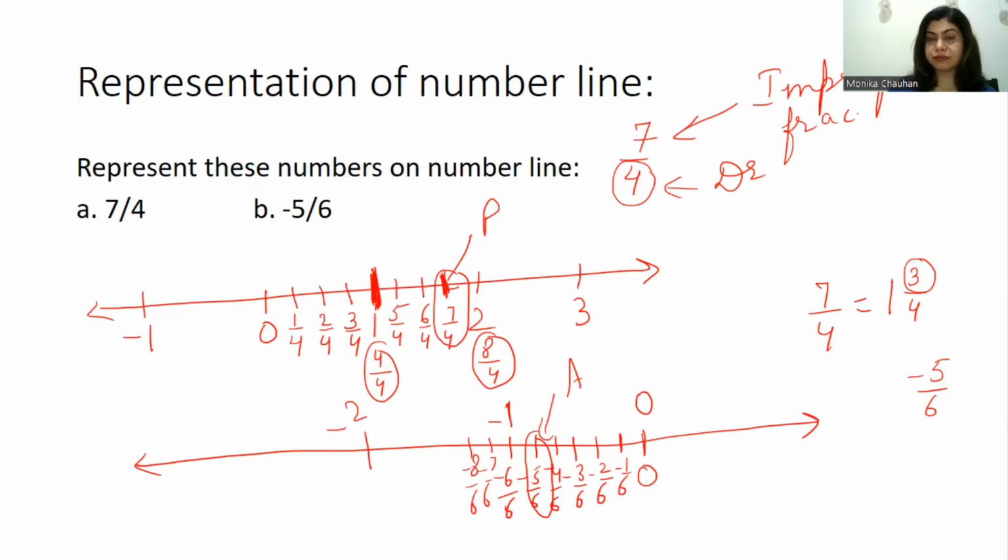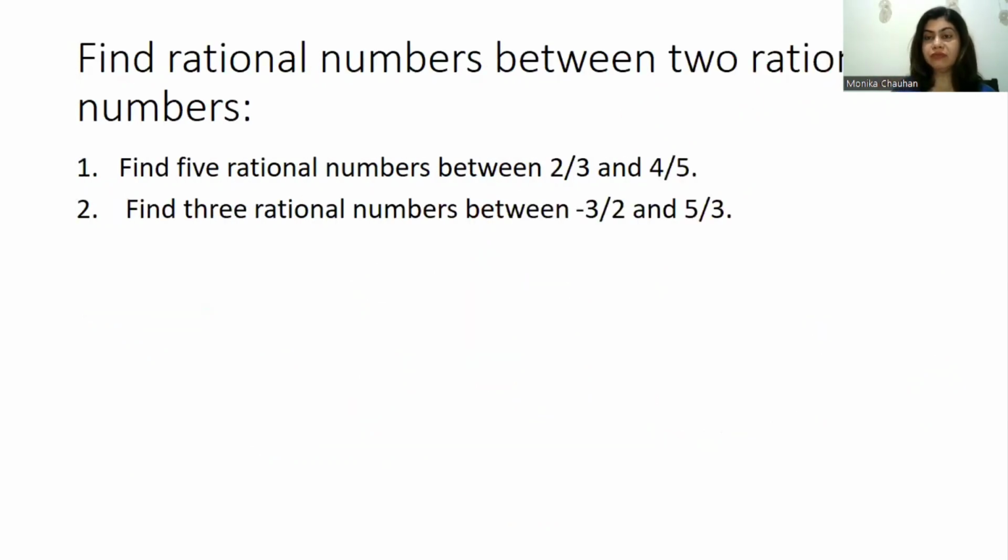If I give you something which is 7 by 12, if the denominator is 12, even then you should know that I need to divide my number line into 12 equal parts between 0 and 1 or 1 and 2. I hope this is clear now.